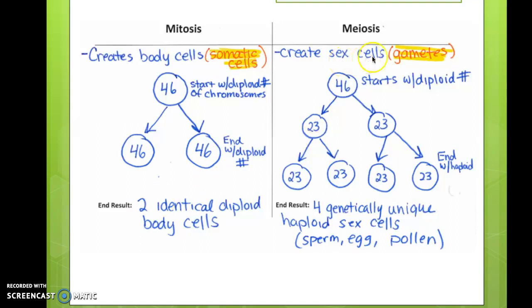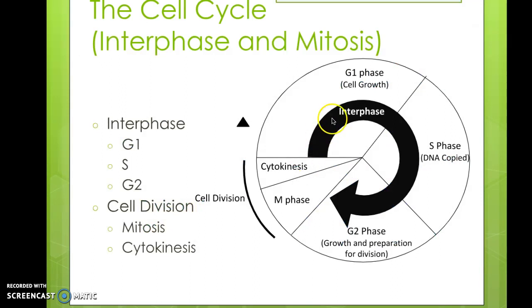Meiosis creates sex cells. The fancy pants word for that is gametes. You're going to start with the diploid number, if you're human, 46, and you're going to end up with 4 haploids, so twice as many cells as mitosis. And you're going to end up with 4 genetically unique haploid sex cells. So if this is occurring in a boy, these are sperm. If this is occurring in a girl, it's eggs. And if it's a plant, pollen. Fun fact, pollen is plant sperm. Now you know.